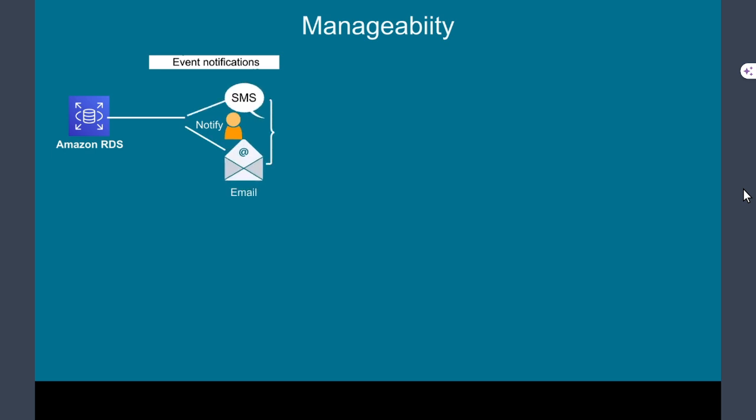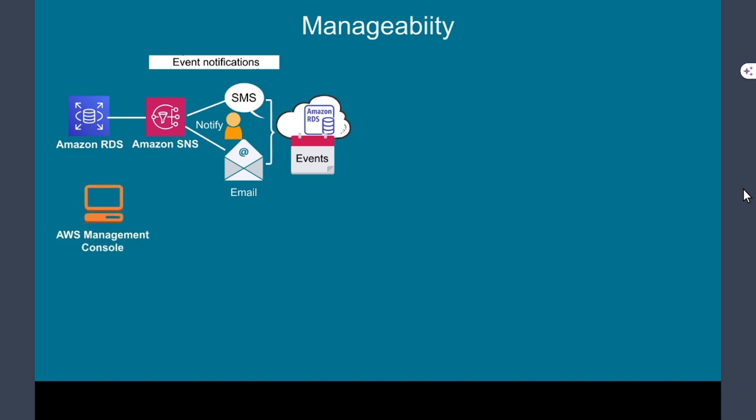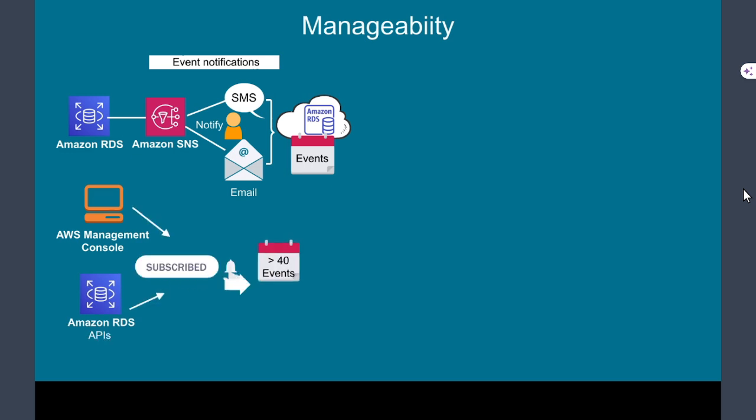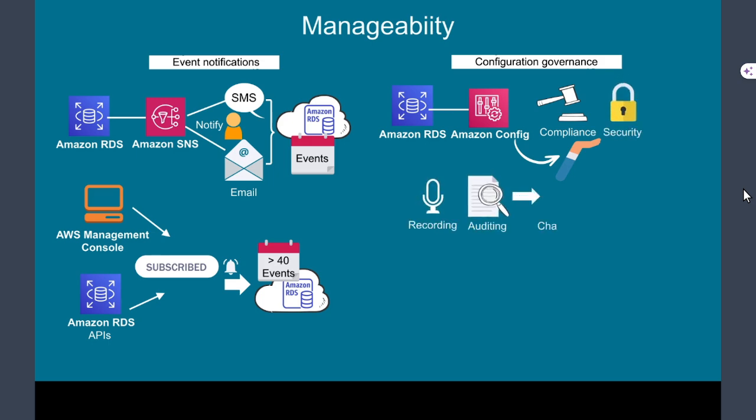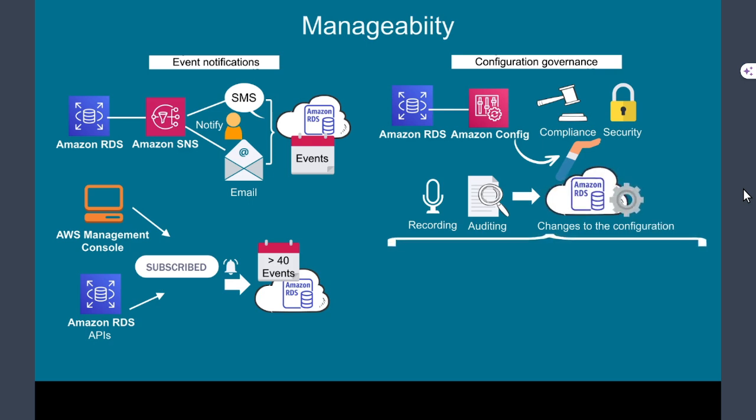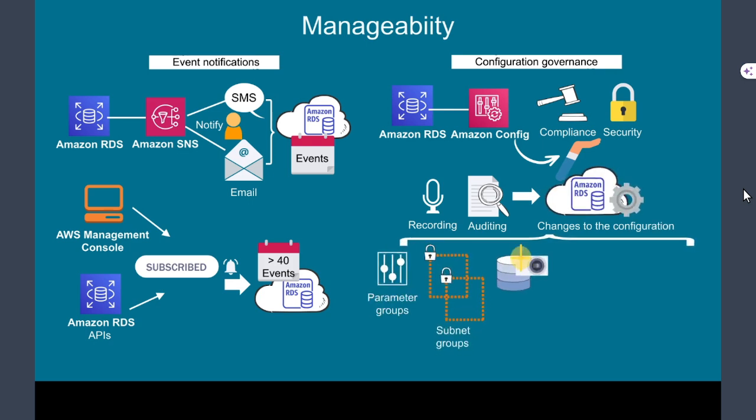Event notifications. Amazon RDS can notify you using email or SMS text message of database events through Amazon SNS. You can use the AWS Management Console or the Amazon RDS APIs to subscribe to over 40 different database events associated with your database instances. Configuration governance. Amazon RDS integrates with AWS Config to support compliance and enhance security by recording and auditing changes to the configuration of your DB instance, including parameter groups, subnet groups, snapshots, security groups, and event subscriptions.